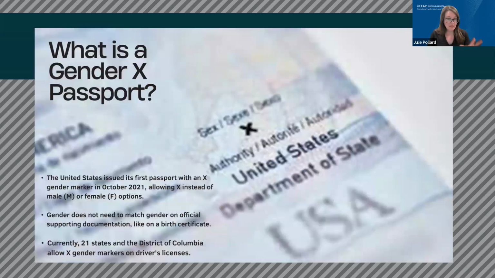So, what is a Gender X passport if you're not familiar with it? In 2021, the US government began allowing passport applicants to choose X as their answer to be displayed in the sex category. No medical or legal paperwork is required to choose X, and your other identity documents, such as driver's license and birth certificate, do not need to say X for you to choose X for your passport. This passport is identical to traditional gender marker passports in every way, except it shows X instead of an M or an F under sex.